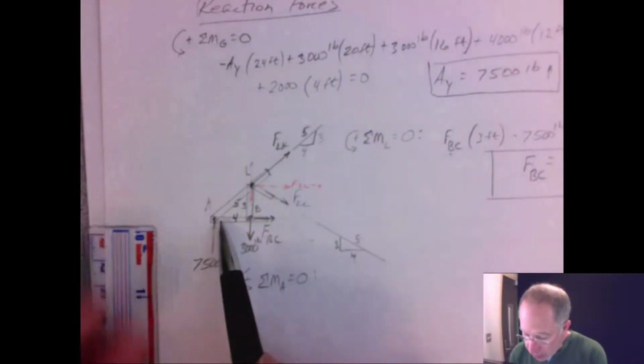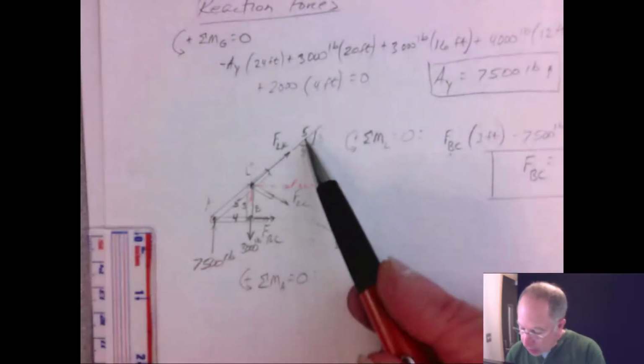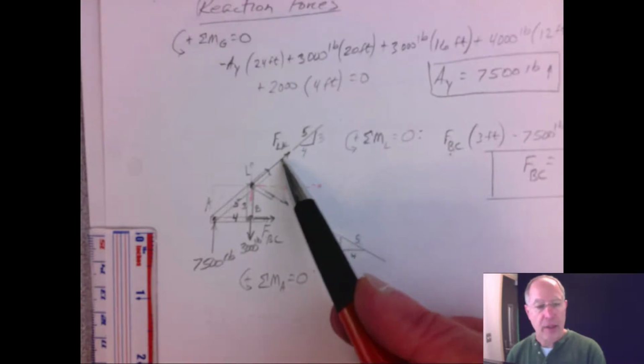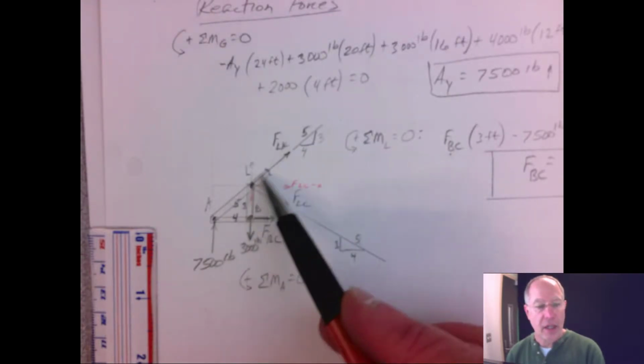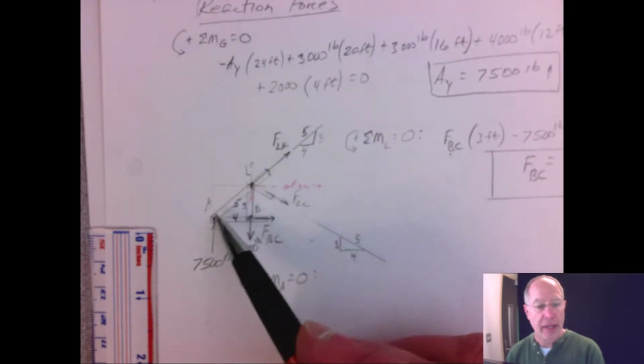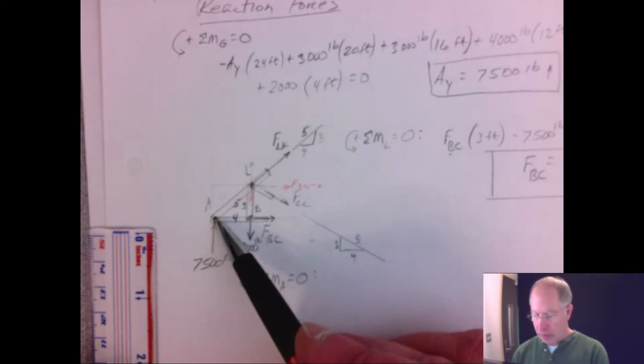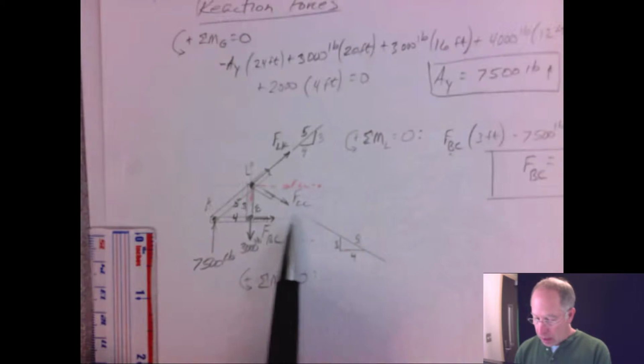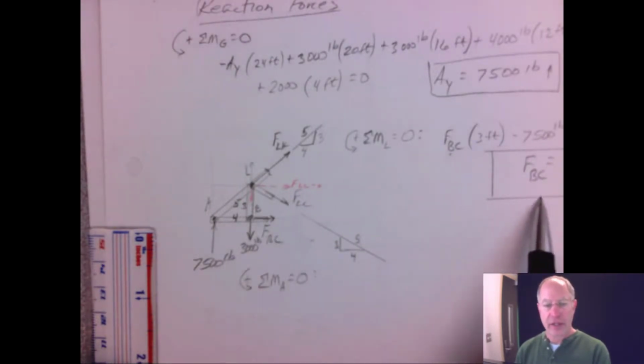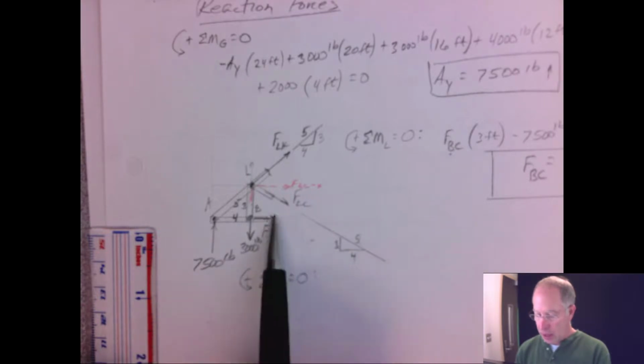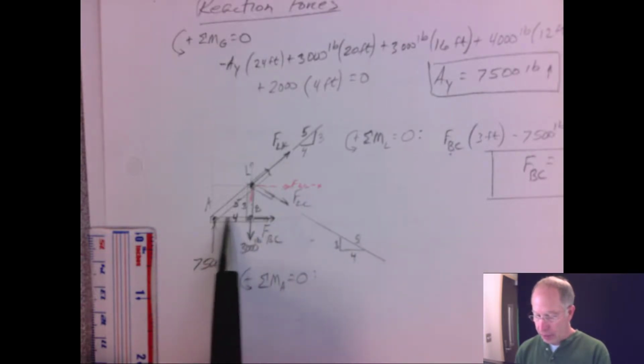Because my next choice is to summate moments about A. And the reason I chose that is because the line of action of this force, it's an unknown at this point, but it passes through A. So I can eliminate it as a moment causing member force. And force BC, we already know what it is. It's over here, it's 10,000 tension.